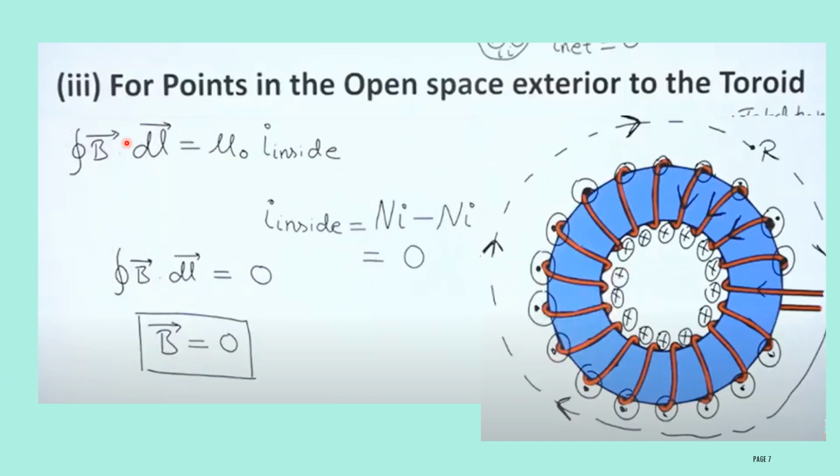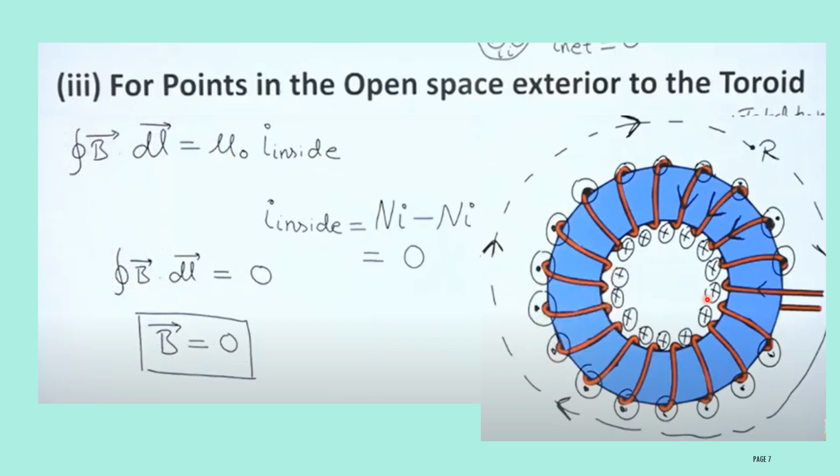Consider the third case, for points in the open space exterior to the toroid. You have to consider a point R, which should be outside of the toroid. Then what is the magnetic field at the point R? According to Ampere's circuital law, the integral of B dot dl is equal to mu naught I inside. Then you have to consider a circular path that passes through the point R.